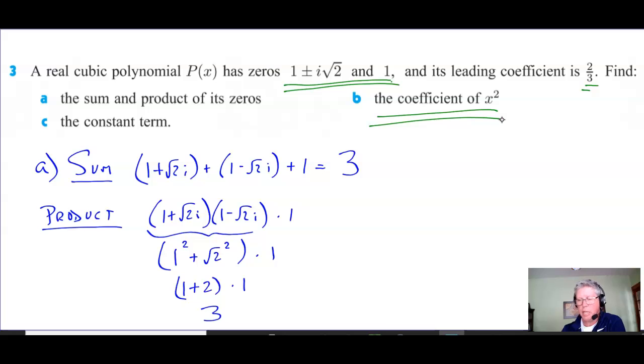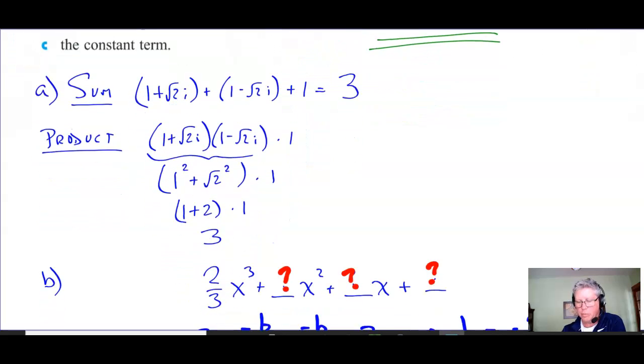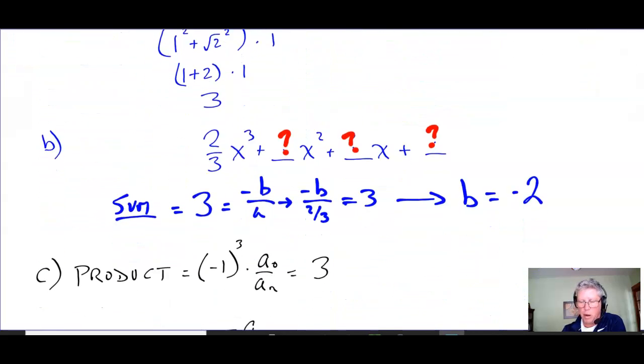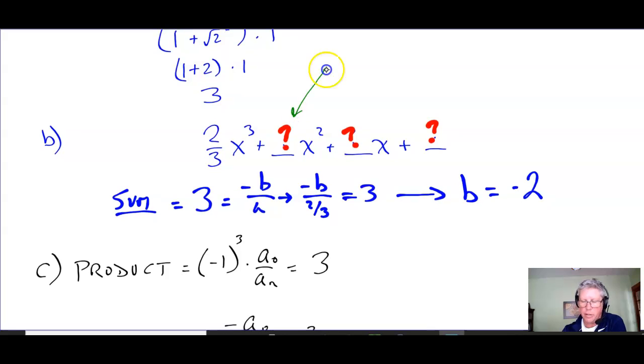Now the coefficient of x squared, that's kind of like, wow, that's messed up. But remember, this is a cubic. So they're really asking for the next coefficient after the leading coefficient. So in part B, they're asking for this. Well, the sum of roots is going to be equal to that value over 2/3.